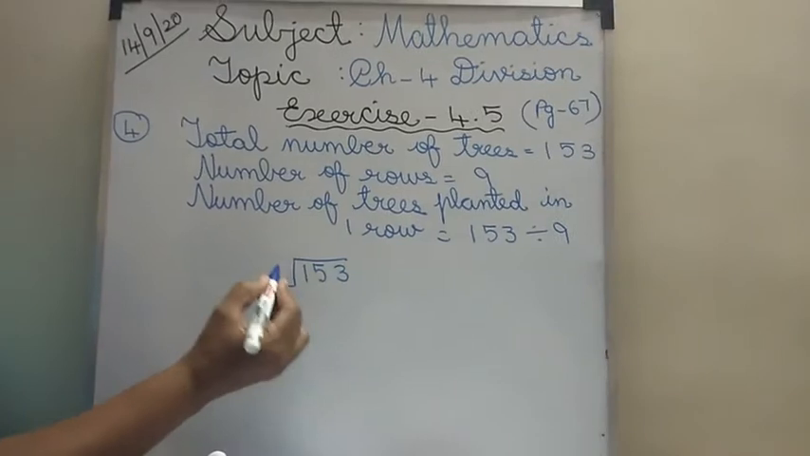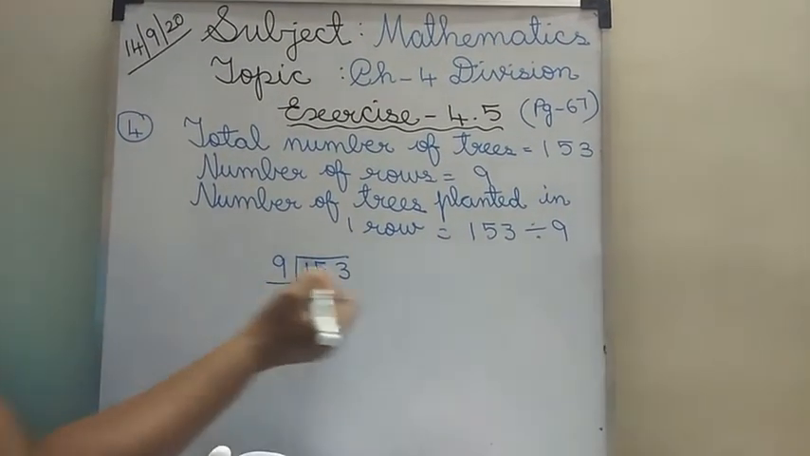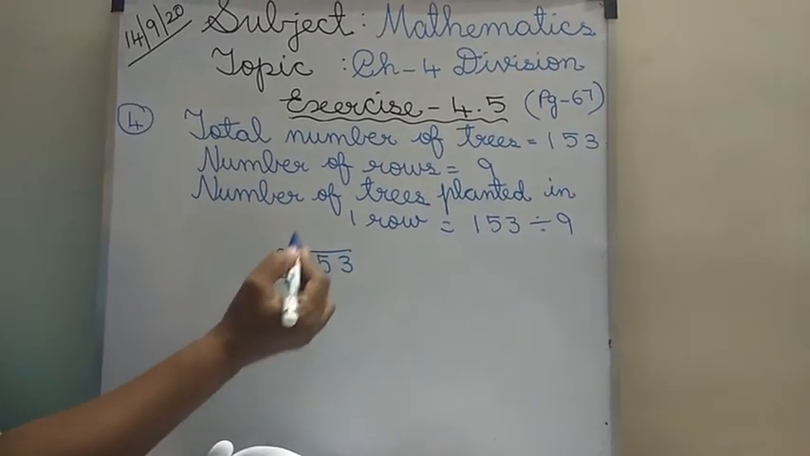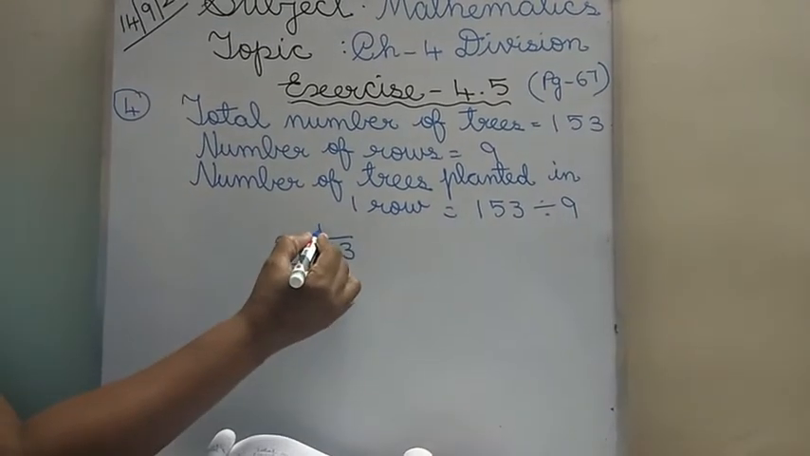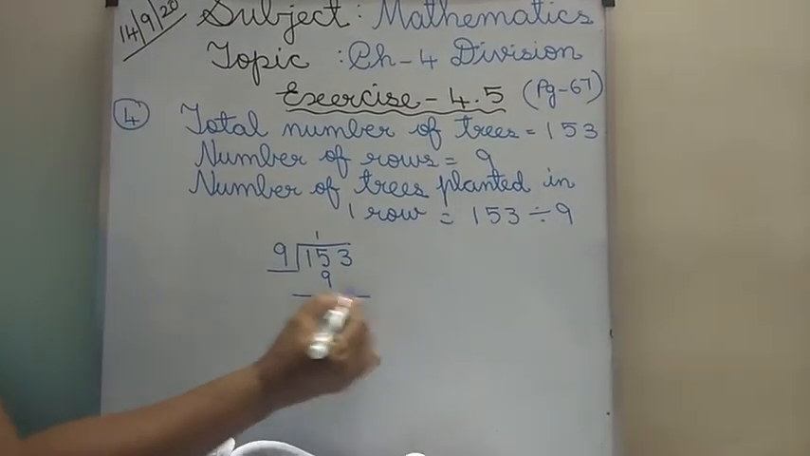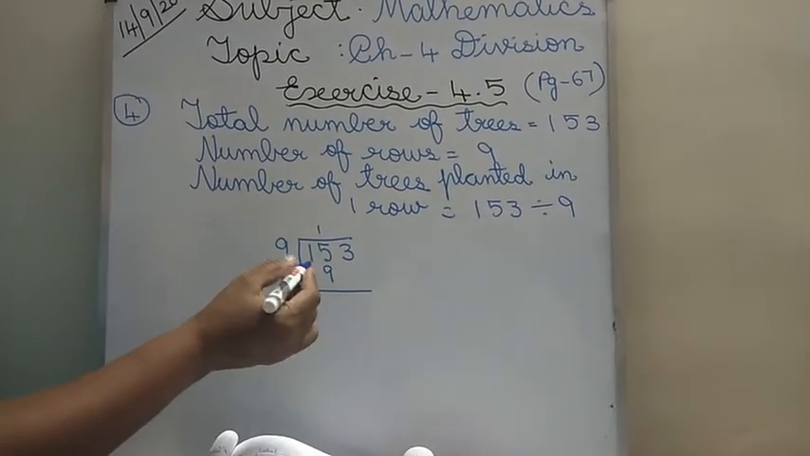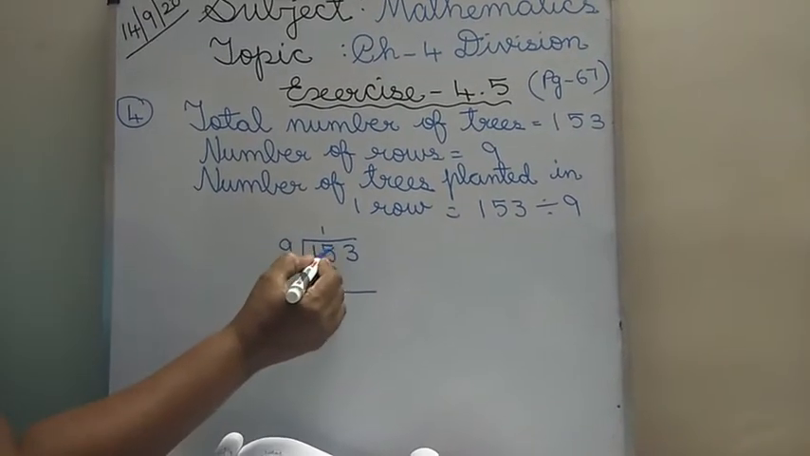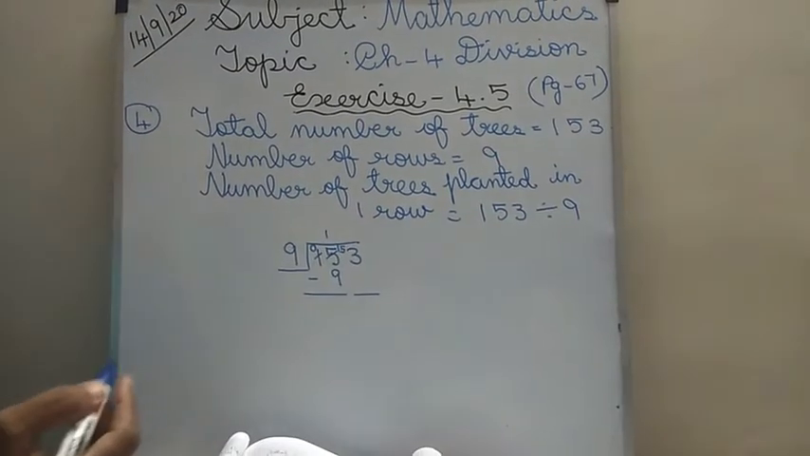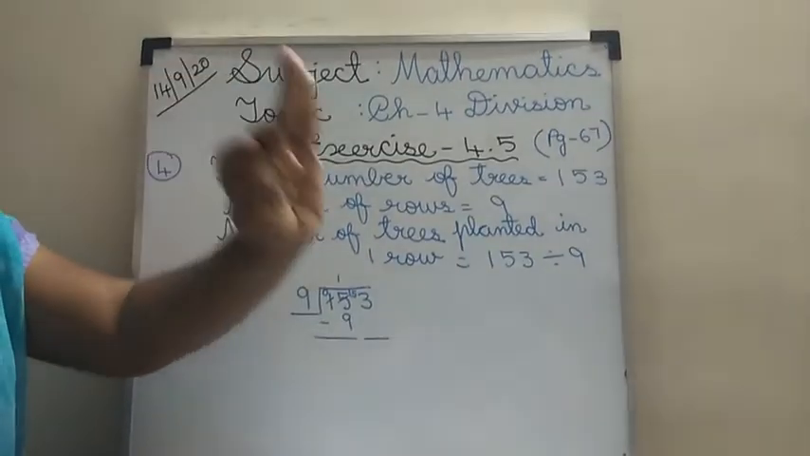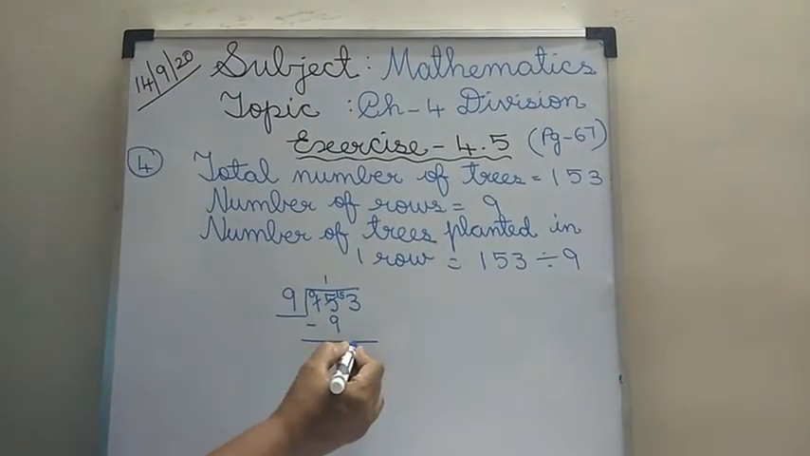153 is the dividend and 9 is the divisor. So what we have to do? We have to be thorough in 9 tables. 9 1s are 9. 9 2s are 18. It's crossing 15. So 1 9 is 9 will come. Isn't it? So 15 minus 9, what will come? After 9 you count up to 15: 10, 11, 12, 13, 14, 15. So 6 will come.